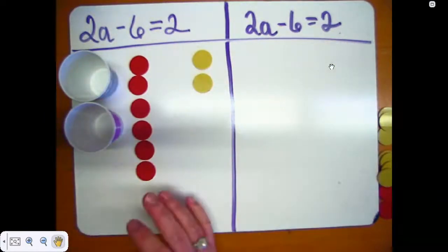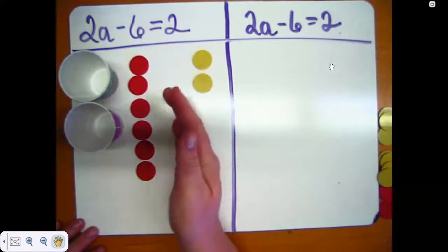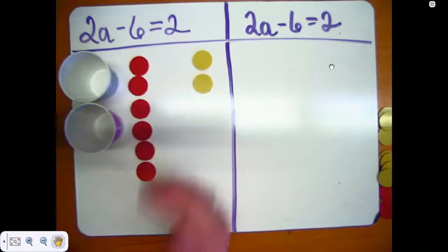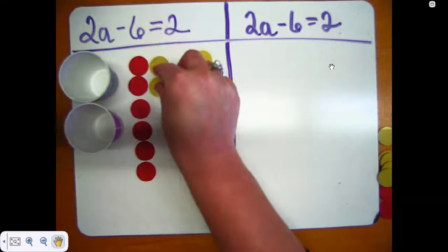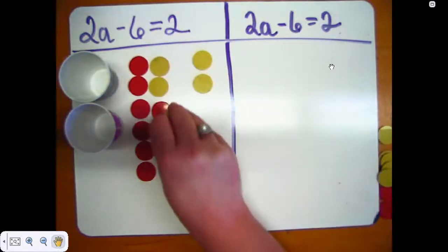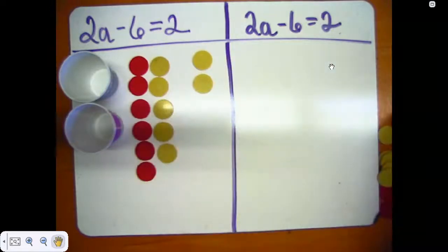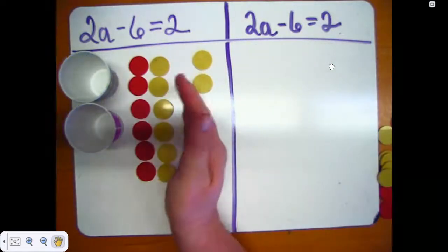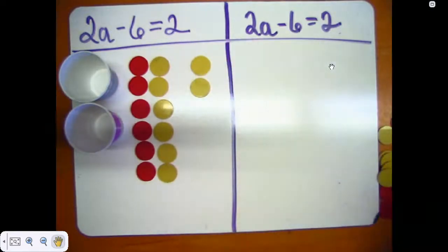So the first thing I would do is add my additive inverse. So the additive inverse of negative 6 is positive 6. So I would put my positive 6 here. Let me turn this one over. And if I add positive 6 to this side, I also have to add positive 6 here.